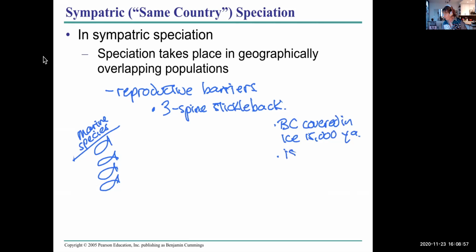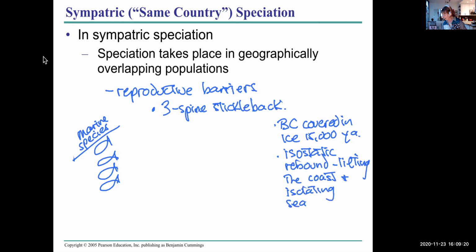So after the ice receded, isostatic rebound, lifting the coast and isolating seawater in lakes. So only those individuals that could withstand fresh water would survive. And the stickleback is one of those kinds of fish.